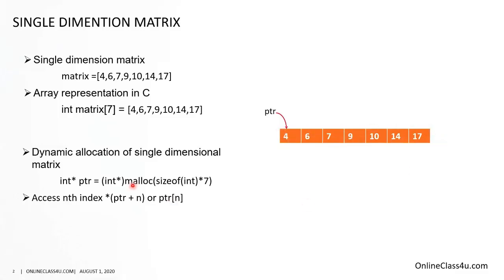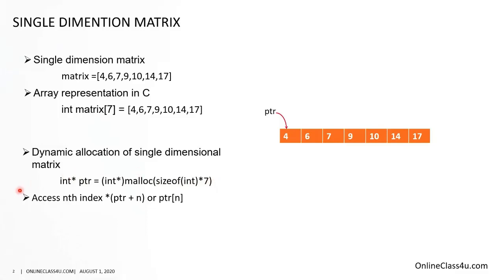and 17. If we want to allocate this memory dynamically, how will we do it in C? We'll create a pointer, int star pointer, and we'll allocate memory. How will we allocate memory? Using malloc. Malloc will give you dynamic memory, which needs to be typecasted with a pointer type. That means we want an integer pointer. Malloc size of integer. The size of integer is 4 and there are a total of 7 elements. So 7 into 4 is 28 bytes will be allocated dynamically.